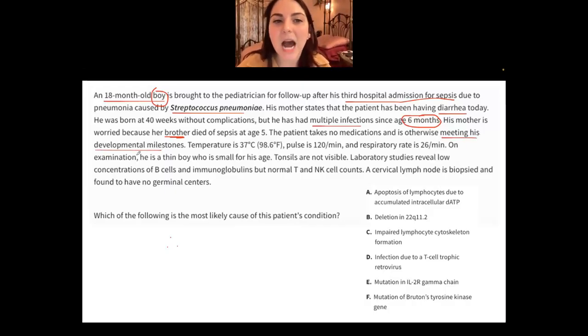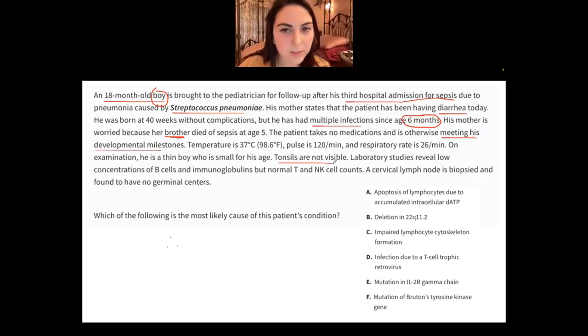This means that it is not SCID, because remember, SCID would be failure to thrive. So if they're meeting developmental milestones, this is kind of a baby buzzword, meaning not SCID. There's no failure to thrive here, and SCID usually presents with failure to thrive. Okay, thin boy, small for his age, fine, but he's meeting his developmental milestones, so I'm not too worried about it.